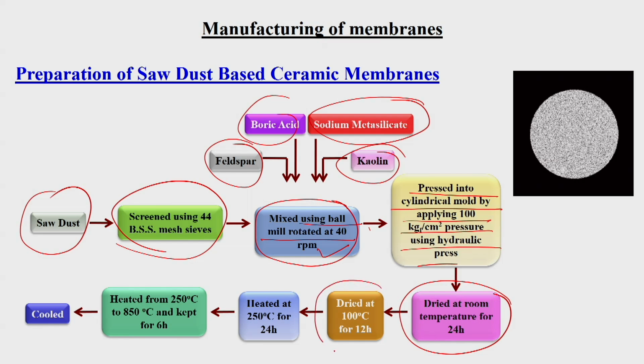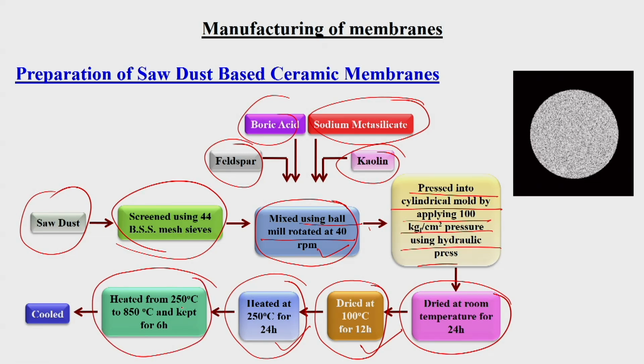Then it will be dried again at 100 degrees Celsius for 12 hours. Then it will be heated at 250 degrees Celsius for 24 hours, and then heated from 250 to 850 degrees Celsius with a particular heating rate, and then it will be kept for 5 to 6 hours, and then cooled, and the final membrane will be formed in a disc shape like this.